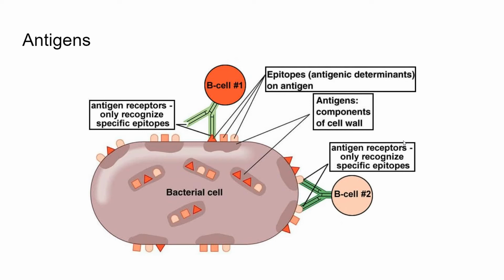All right, and this is the general target of any adaptive immune response. They're usually something like a protein. It could be something else that could be an antigen as well.